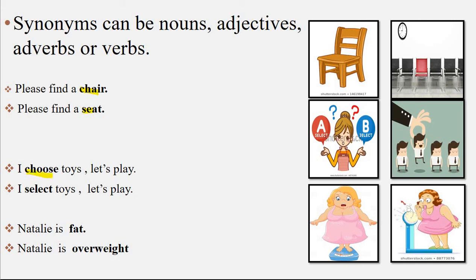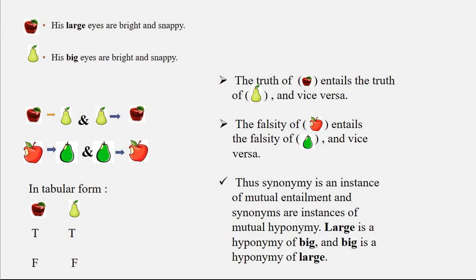So you see, here are verbs. Natalie is fat, Natalie is overweight. These are the adjective synonyms. But as I said, fat is a bit humiliating, but overweight is a more polite way of saying the same thing. Although they are synonyms, you can see that sometimes in pragmatics there might be slight differences between even synonym words.